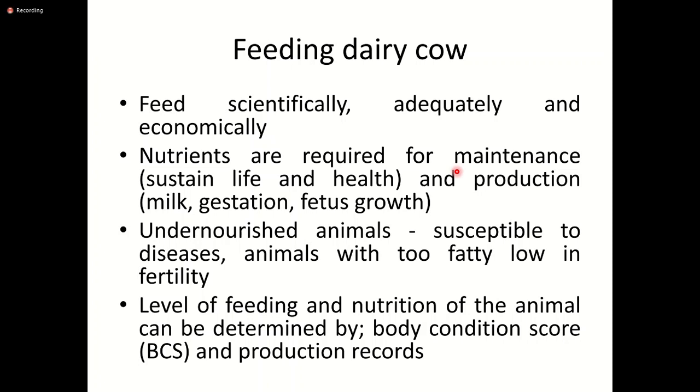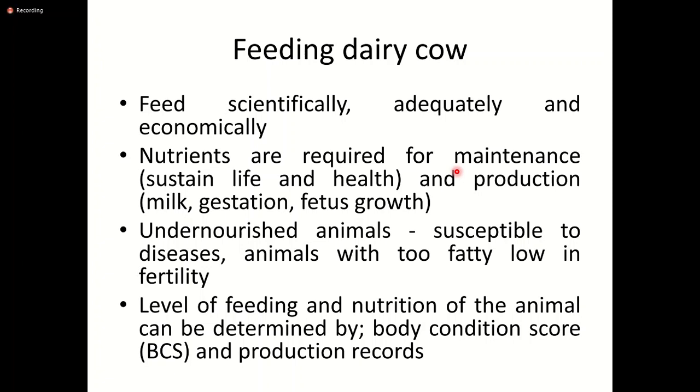So what happens if we are not able to provide optimum or proper levels of nutrients for these animals? They are susceptible to diseases. There will be lots of diseases, right? Malnourishment, right? Some bacterial, viral diseases. They are highly susceptible, right?